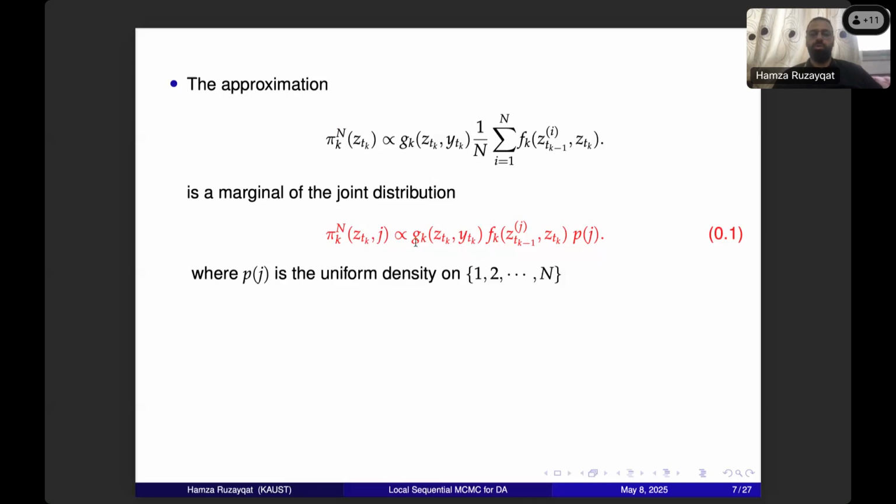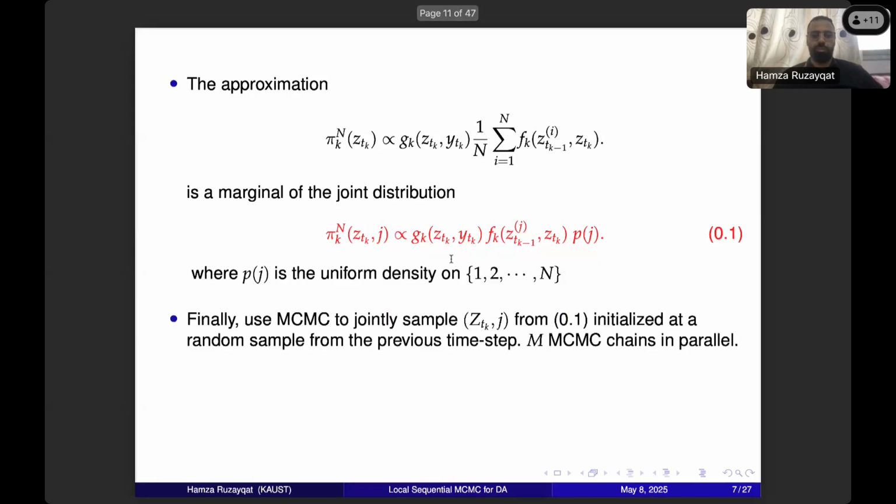In this one, what we need to do is sample j and z_tk simultaneously. So we first sample j, and then once we do that, we pick only the sample from the previous time of index j inside f, and then sample z_tk in an MCMC fashion. So that's what I said.